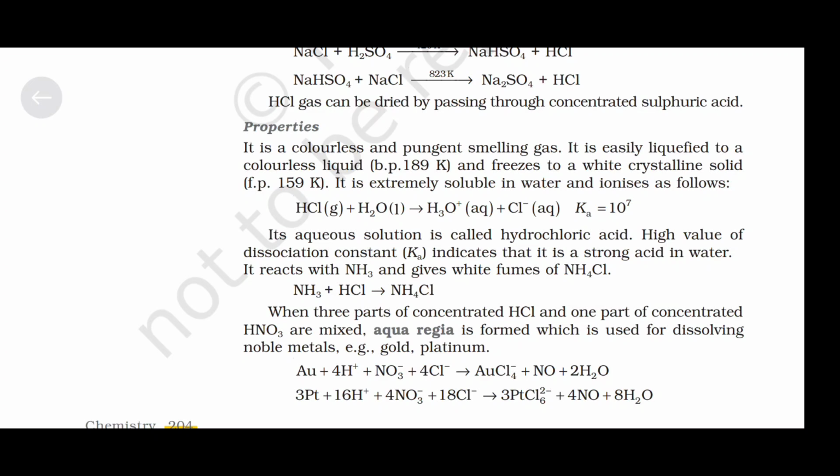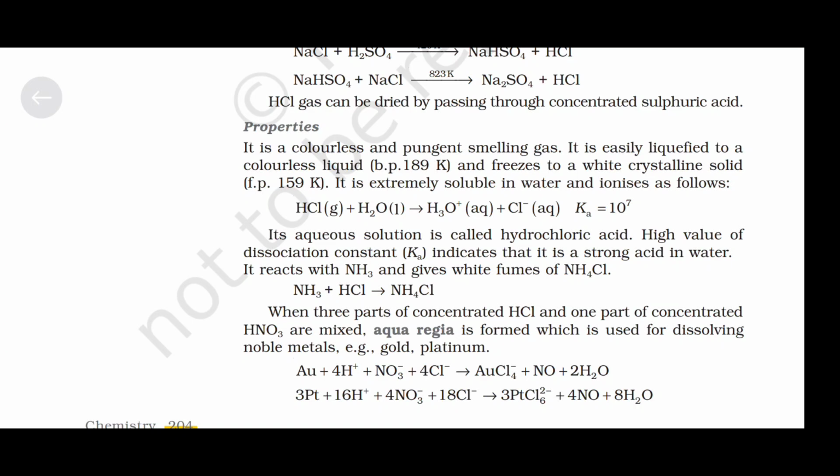It is extremely soluble in water and ionizes as follows. HCl reacts with water to give H3O+ plus Cl-. Ka is 10 raised to 7. Its aqueous solution is called hydrochloric acid. High value of dissociation constant Ka indicates that it is a strong acid in water.